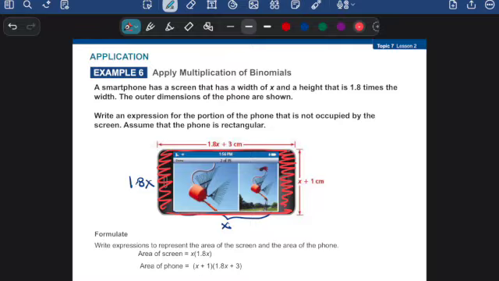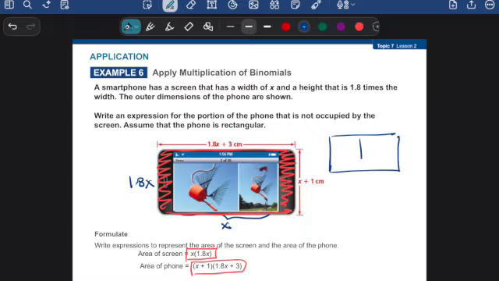So the area of the phone is represented by these two polynomials multiplied. And the area of the screen, again, remember, area is length times width. So we're just multiplying those two things. So obviously we're going to have to do our multiplication of polynomials. So let's do the area of the phone first. And I'm going to do an area model for that one.